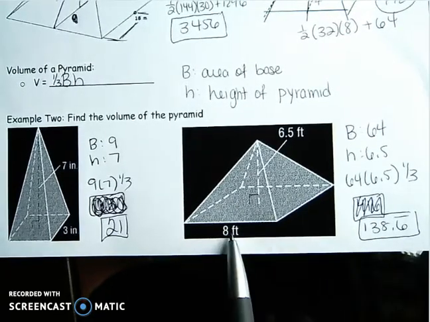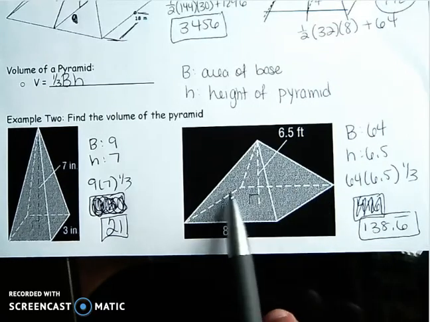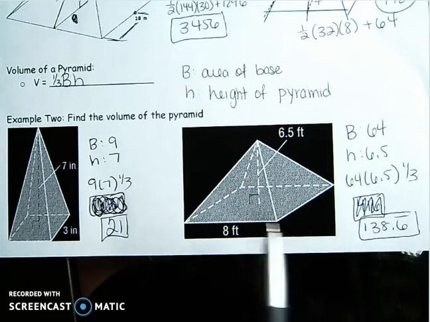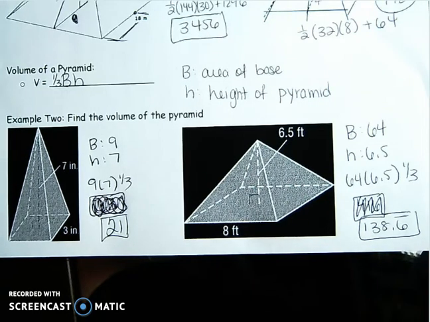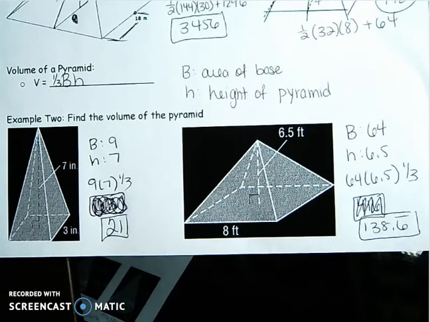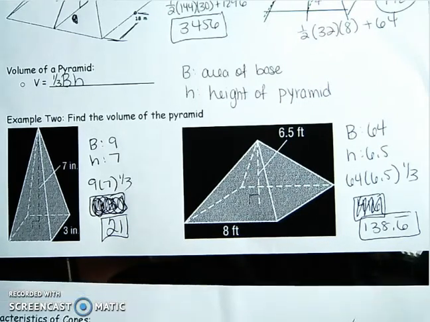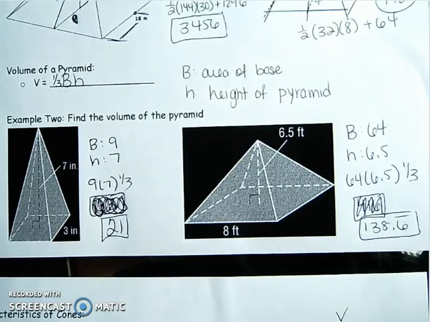In this one, we're given 8 as a side, so 64 is the area of the base, times 6.5, and a third of that is 138.6 repeating. You can write that as 1.67, 1.7, whatever is fine. If you have any questions on pyramids, now's the time to ask Miss Lewis.